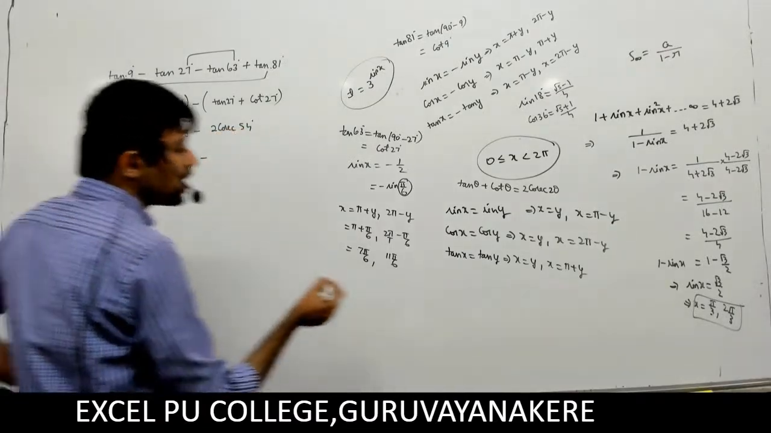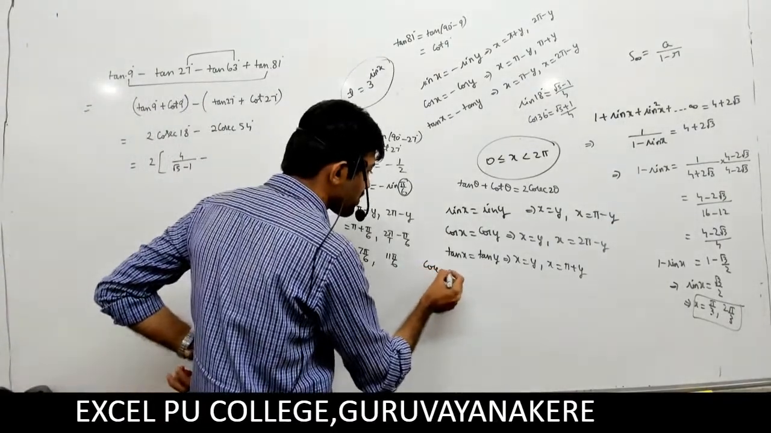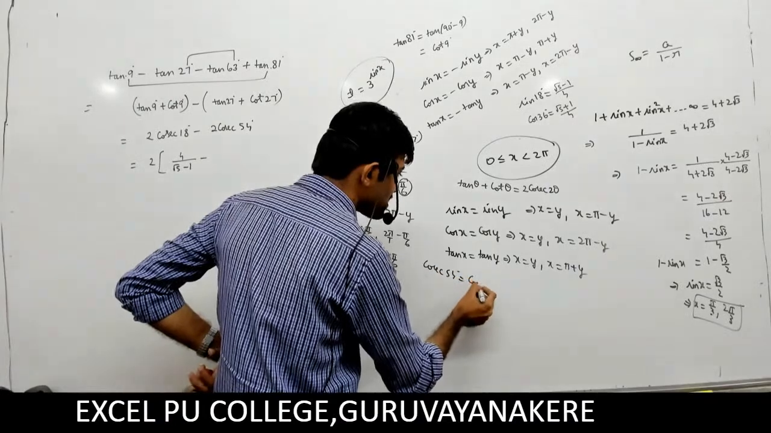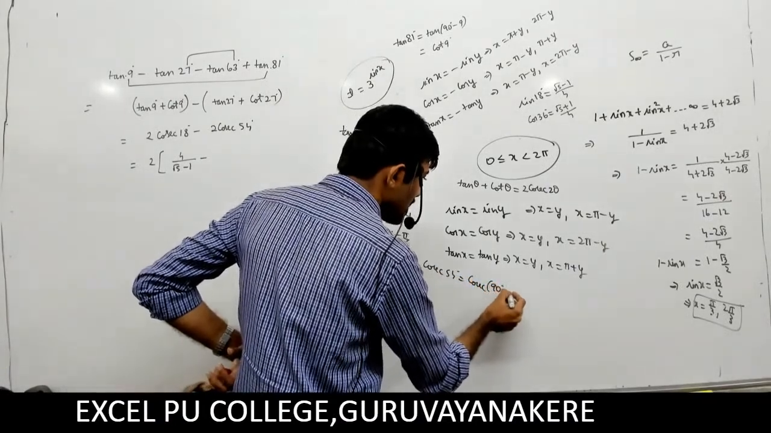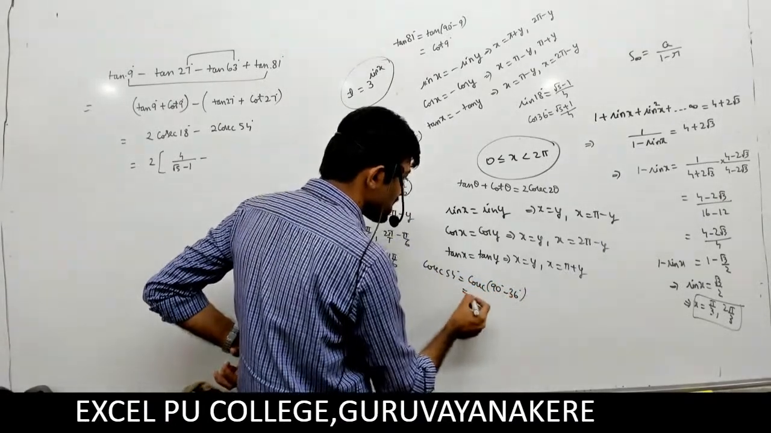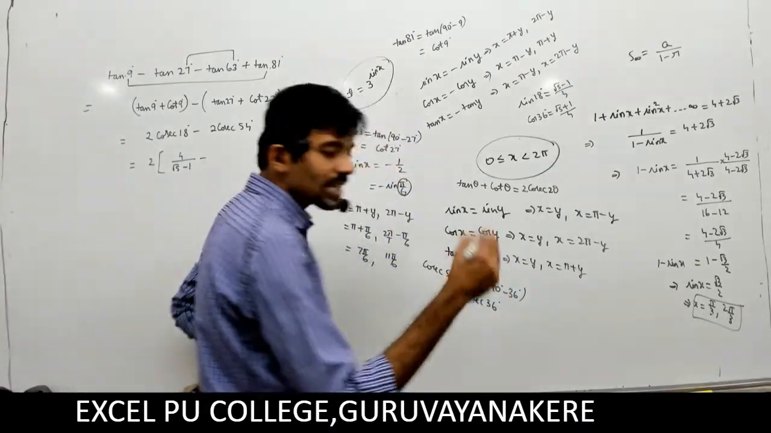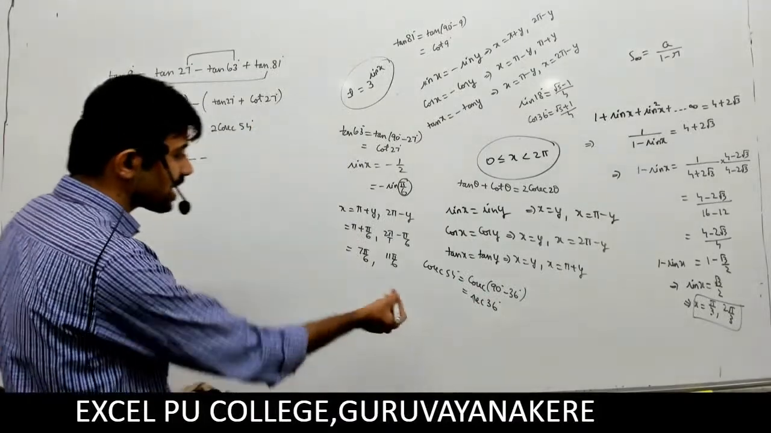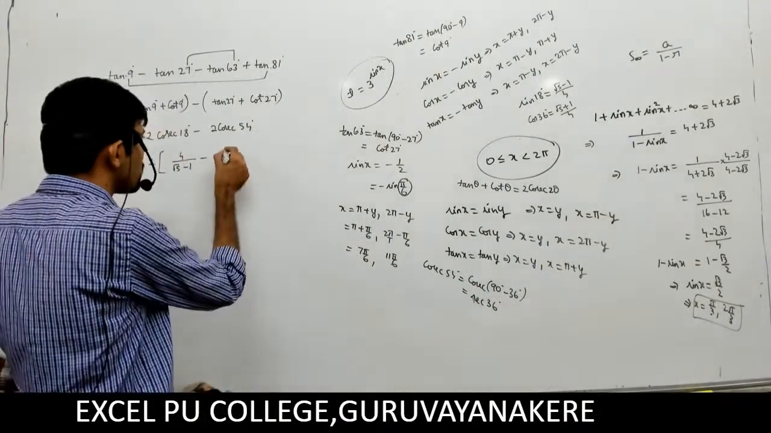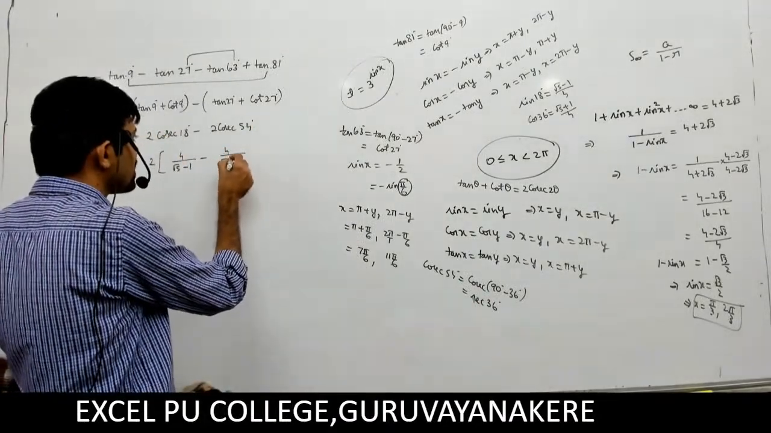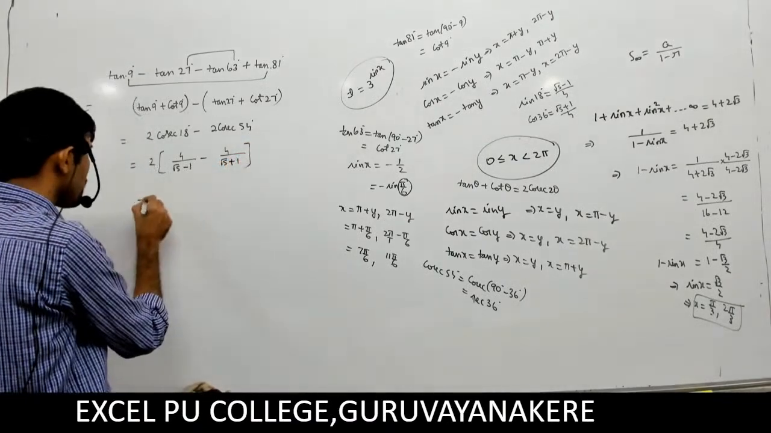Cosec 54 is same as cosec of 90 minus 36. That is how much? Secant 36. Cos 36 is root 5 plus 1 by 4. Secant 36 is reciprocal of cos. So it will be 4 by root 5 plus 1. Then you can simplify this.